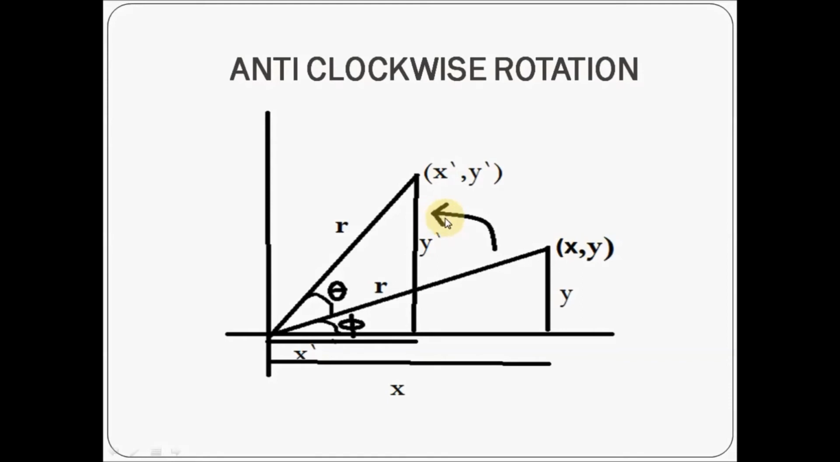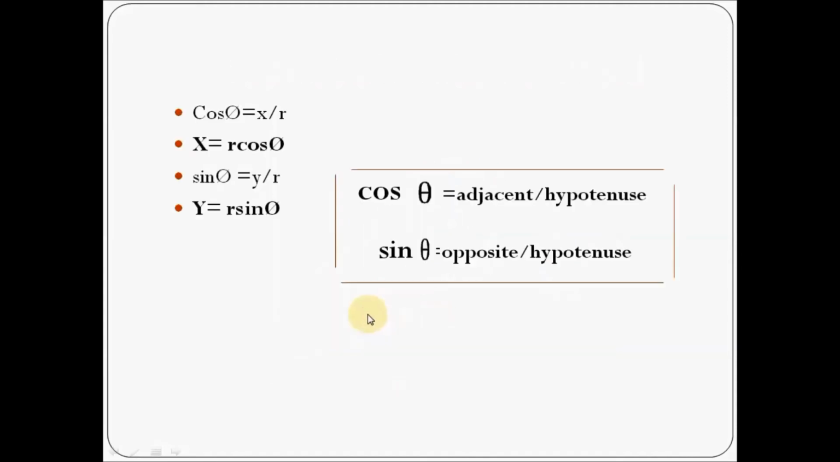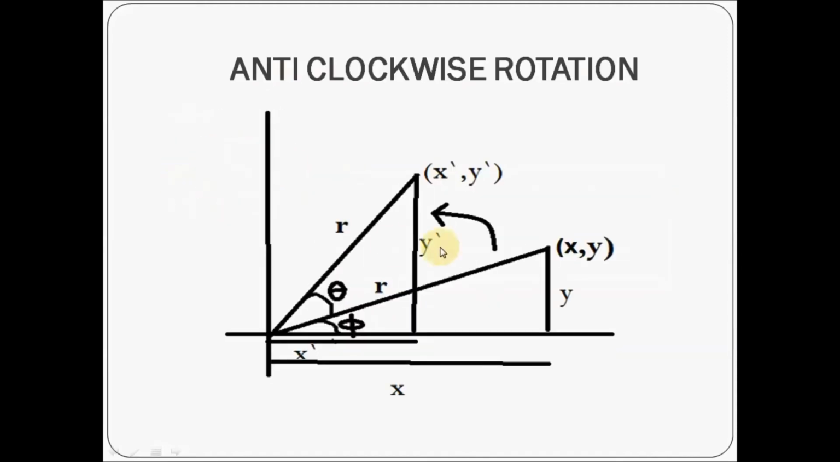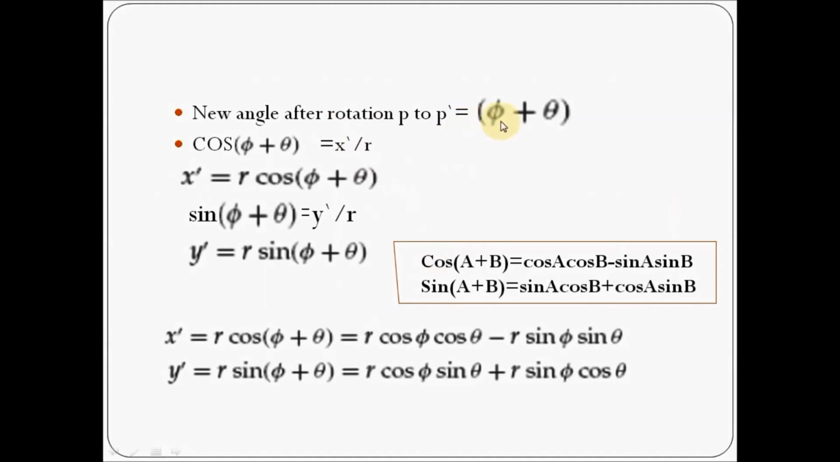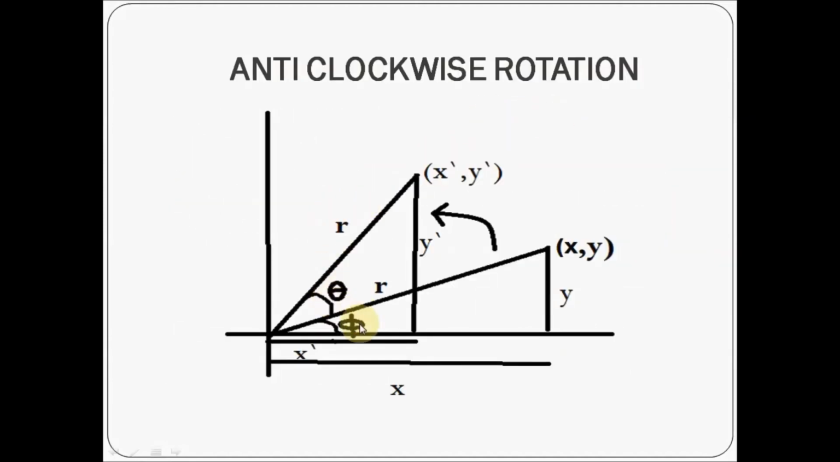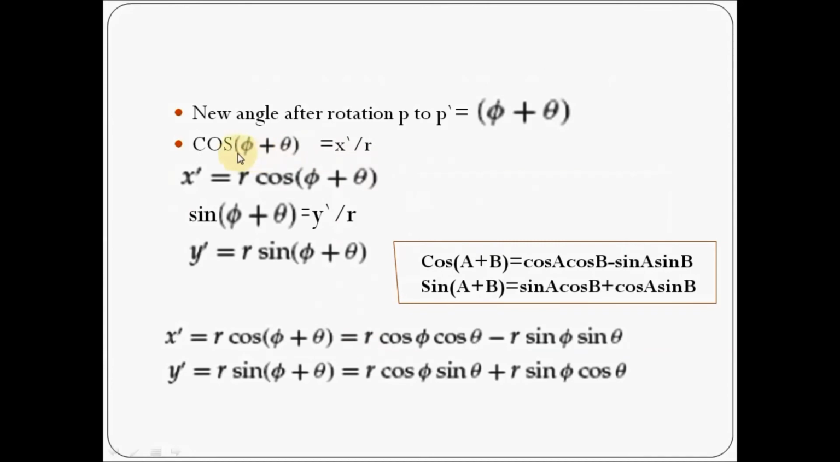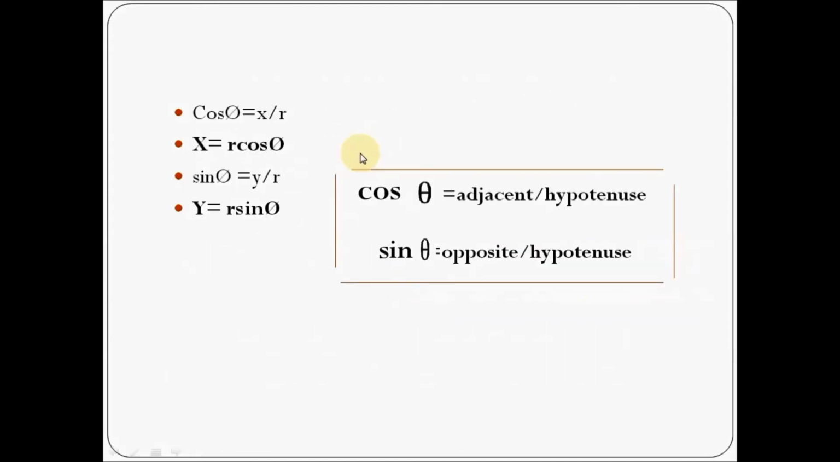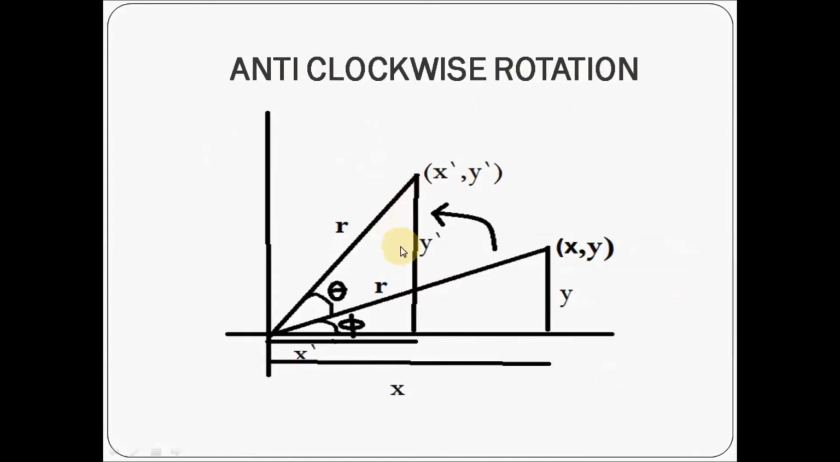Just remember that, right? So here, before the rotation we have calculated the value of x and y. Now I have to calculate the value of x dash and y dash, that is the new angle. So the new angle is given by phi plus theta. So I am adding these two angles. So see here, cos of phi plus theta is equal to x dash by r. So new angle I have to consider phi plus theta. X dash by r, see, this is the new position, right?